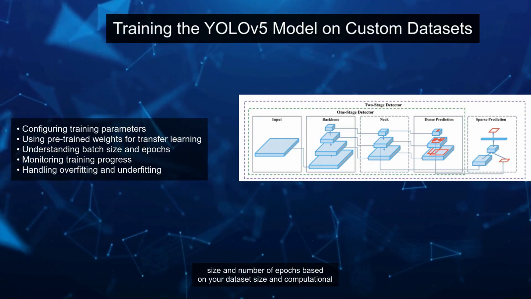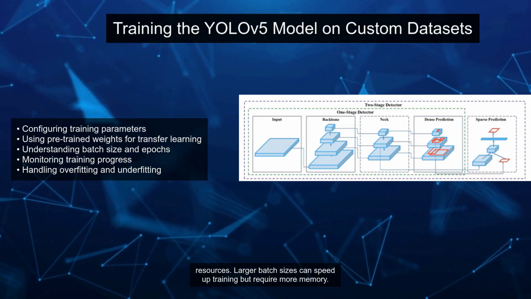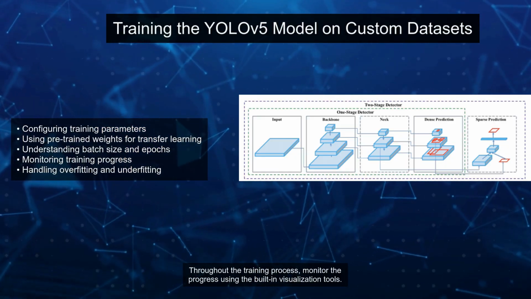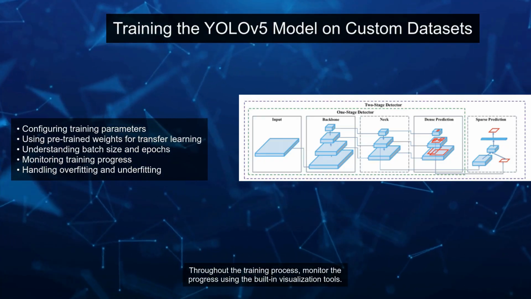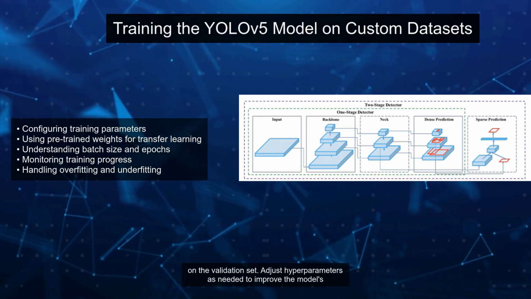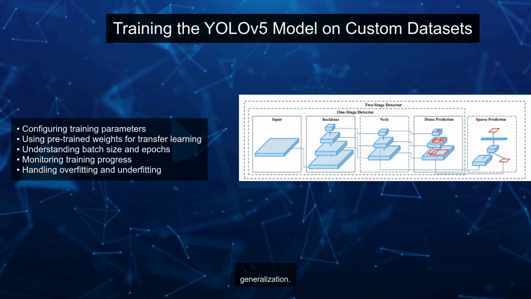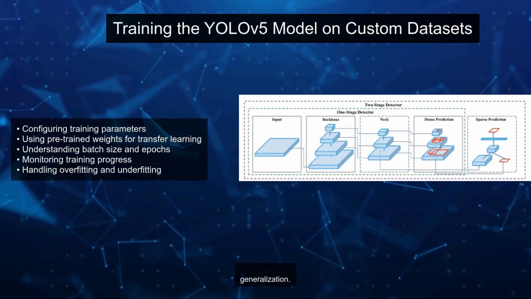Adjust the batch size and number of epochs based on your dataset size and computational resources. Larger batch sizes can speed up training but require more memory. Throughout the training process, monitor the progress using the built-in visualization tools. Check for signs of overfitting or underfitting by evaluating the model's performance on the validation set. Adjust hyperparameters as needed to improve the model's generalization.